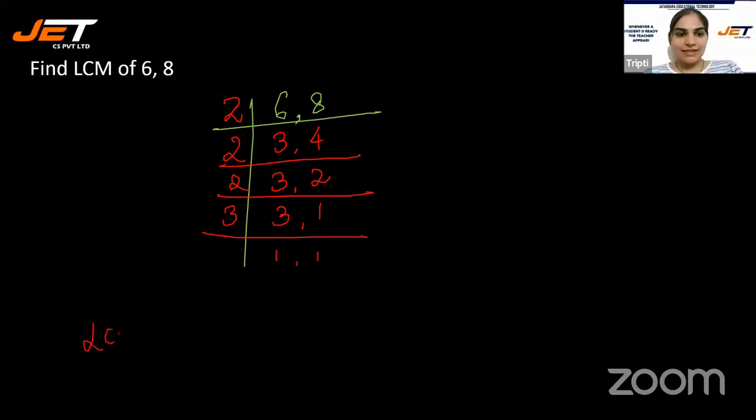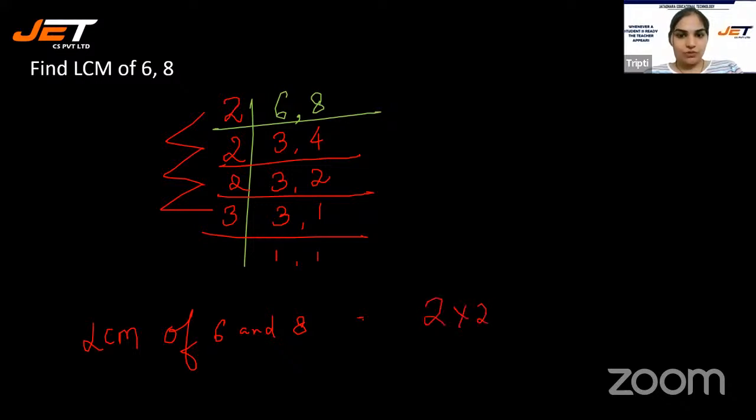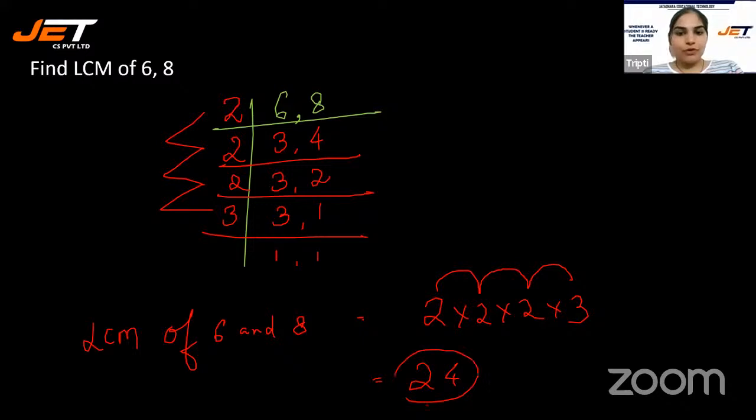So what is the LCM of 6 and 8? Let's see. So 2 times 2 times 2 times 3. 2 times 2 is 4. 4 times 2 is 8. 8 times 3, 24. 24 is the LCM of 6 and 8.